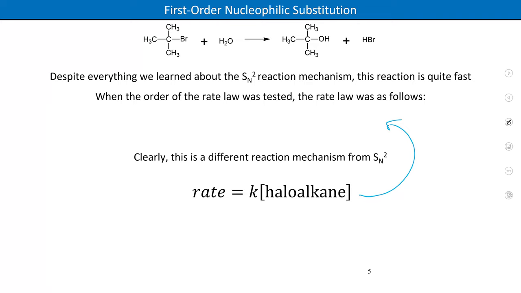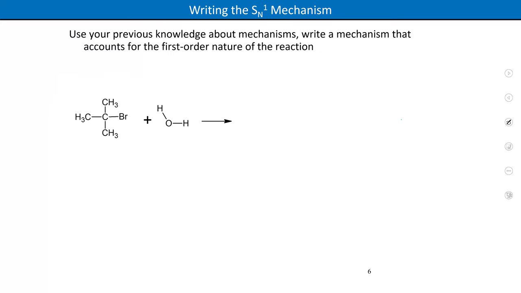So different rate law, it's got to be a different mechanism. That's one of the easiest conclusions you can draw. If there's a different rate law, it's got to be going through a different mechanism. And if it's first order, our classification is still going to be a nucleophilic substitution, but with it being first order, we call it SN1. All right, so if it's an SN1 reaction, it's first order, how can we try and draw this mechanism?